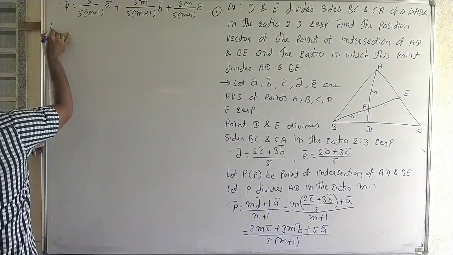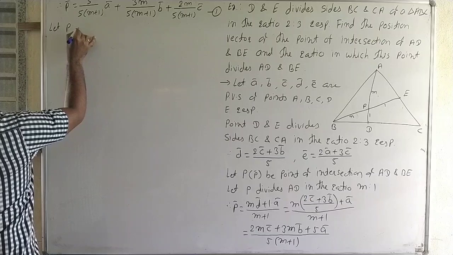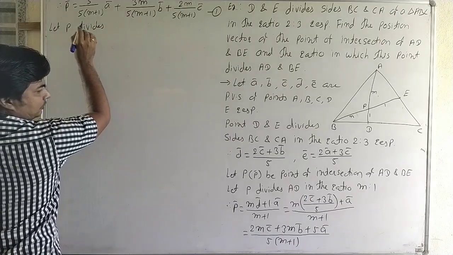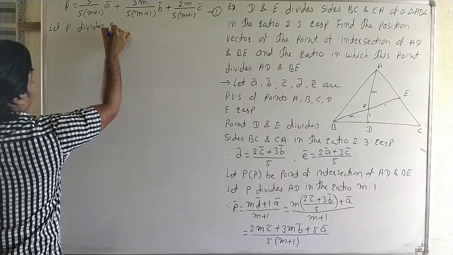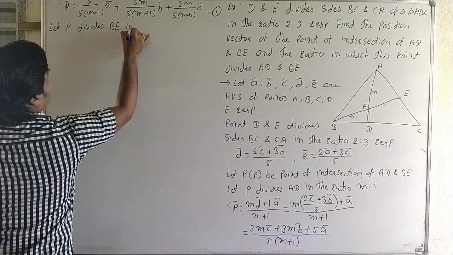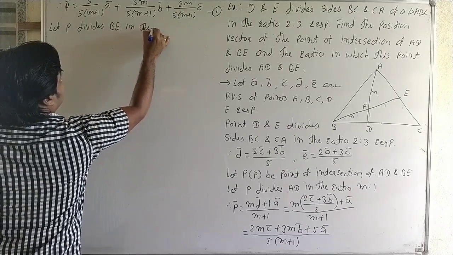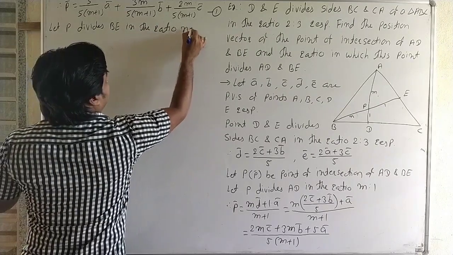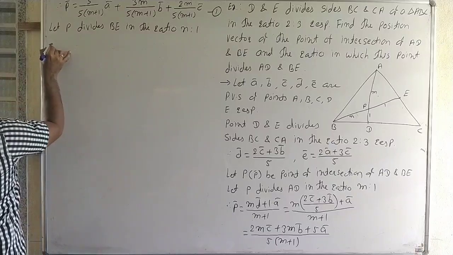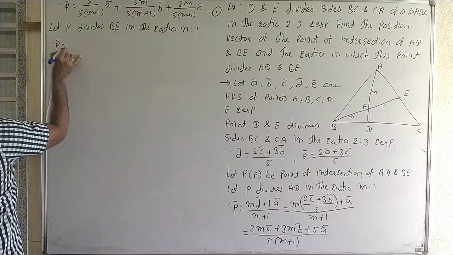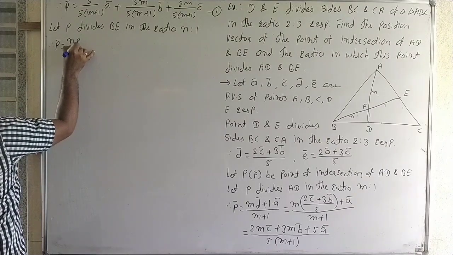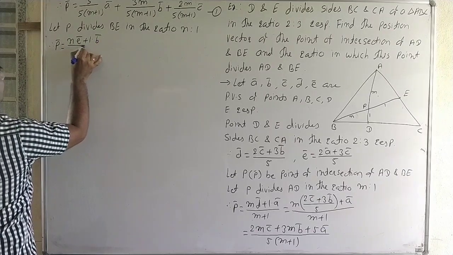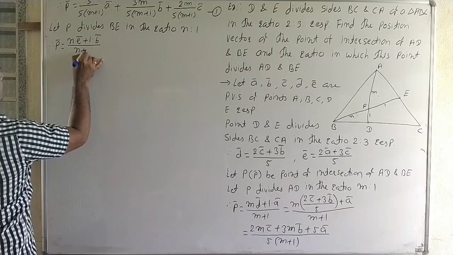Again let P divide BE in the ratio n:1. Therefore we can write P bar is equal to (n into e bar plus 1 into b bar) upon n plus 1.